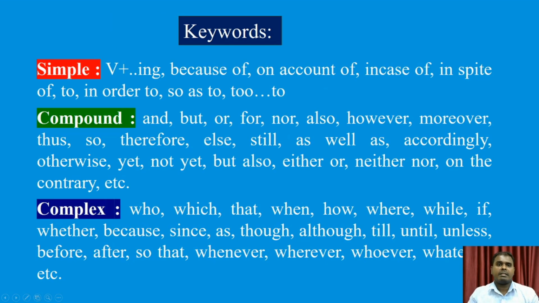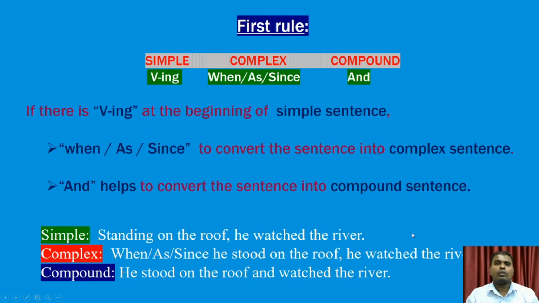Also, let's have a glance at the keywords of simple, compound and complex sentence structures. Here I have pointed out several keywords for simple, compound and complex sentences, and you can have a glance at them. After having a glance at the keywords and the basic sentence structures in English in the previous slides, let me teach you how a sentence gets transferred from one form to another form without any change in its meaning. For that, I'm going to teach you several rules. Just follow the rules which I'm going to deal with. Now look at the first one.